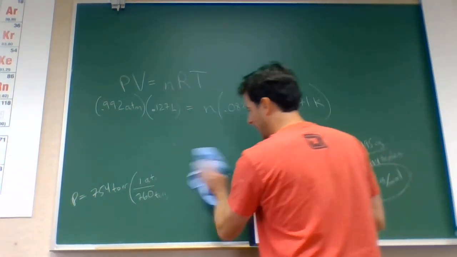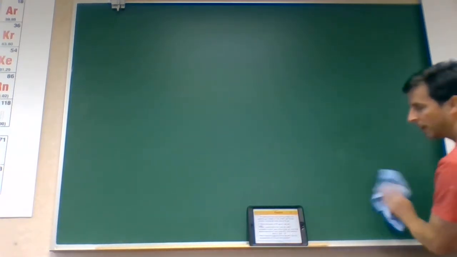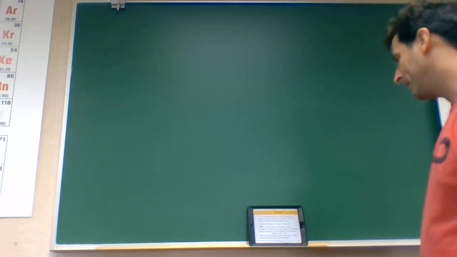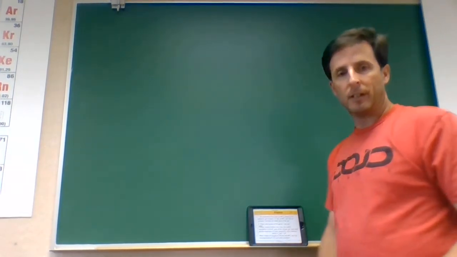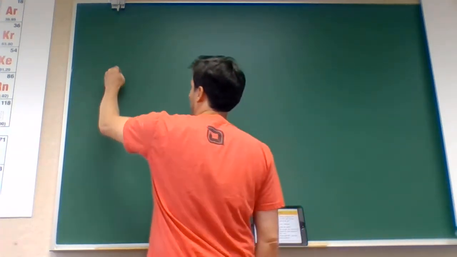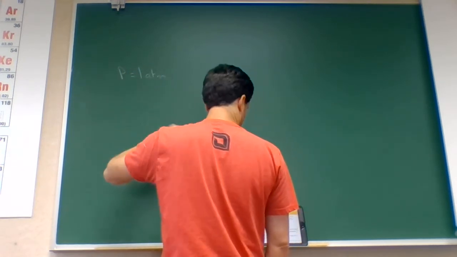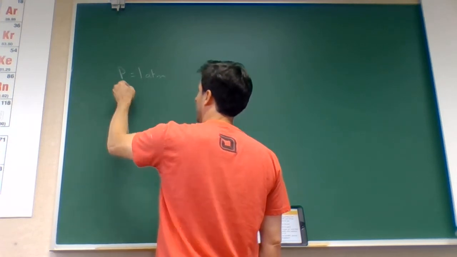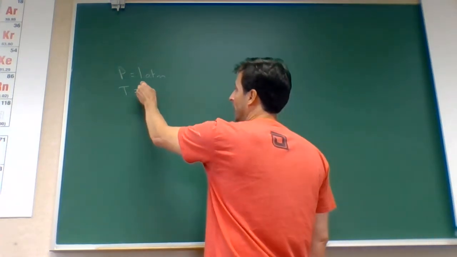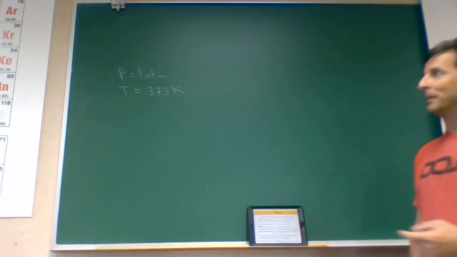Now let's go to the next one that's right under it. It says, what's the density of nitrogen gas at 1 atmosphere and 100 degrees Celsius? So what we're talking about here is a pure sample of nitrogen gas. They told me the pressure is 1 atmosphere. The temperature is 100 degrees Celsius, but I'm going to go ahead and convert that to Kelvin. Add 273, it's going to be 373 Kelvin. And then they asked me for the density.